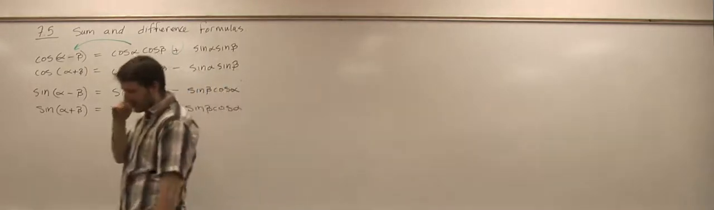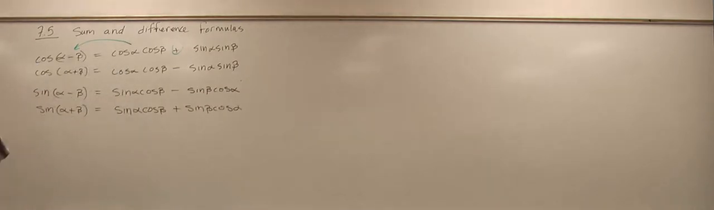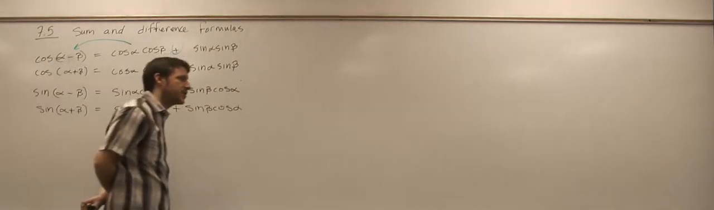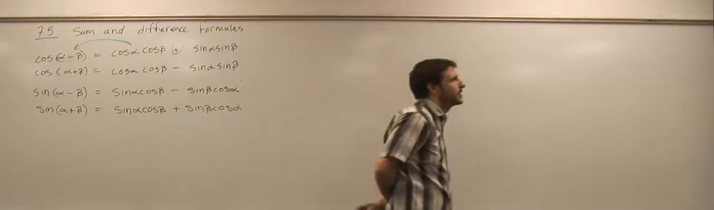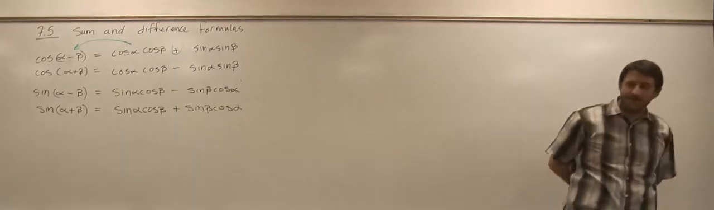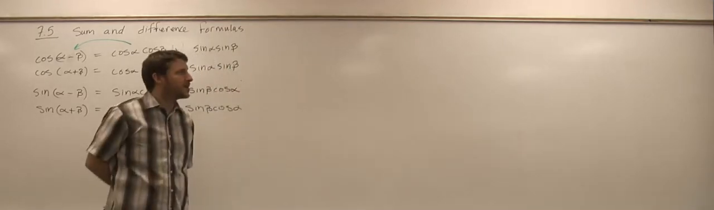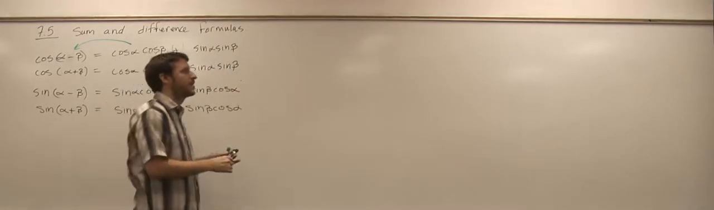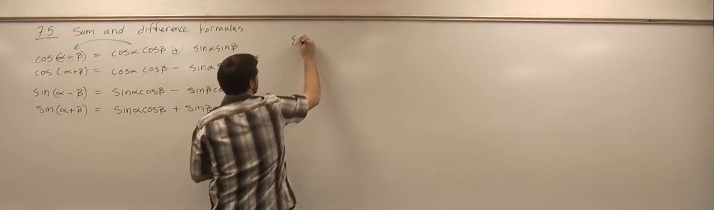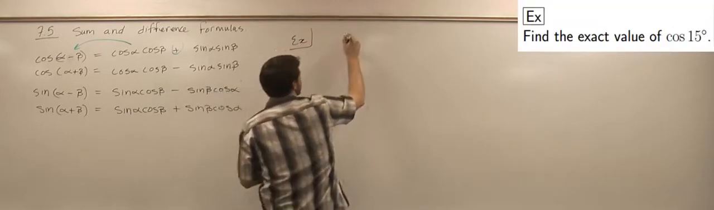So up until now, we've only been able to find sine and cosine of our special angles, 30 degrees, 45 degrees, and 60 degrees. Something like cosine of 15 degrees has eluded us. But we can calculate it now. So how would you do this example? How would you calculate the cosine of 15 degrees?